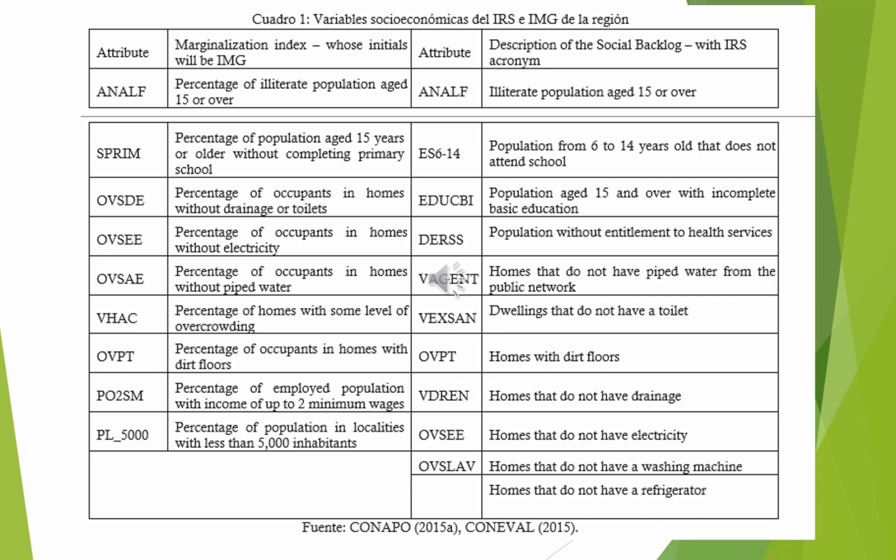The description of the social backlog, with the IRS acronym: illiterate population age 15 or over, population from 6 to 14 years old that does not attend school, population age 15 and over with incomplete basic education, population without entitlement to health services, homes that don't have piped water from the public network, dwellings that do not have a toilet, homes with dirt floors, homes that don't have drainage, homes that don't have electricity, homes that don't have a washing machine, homes that don't have a refrigerator.